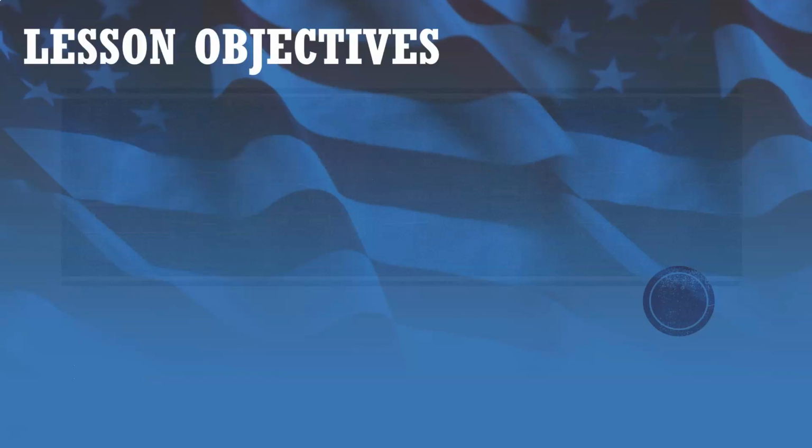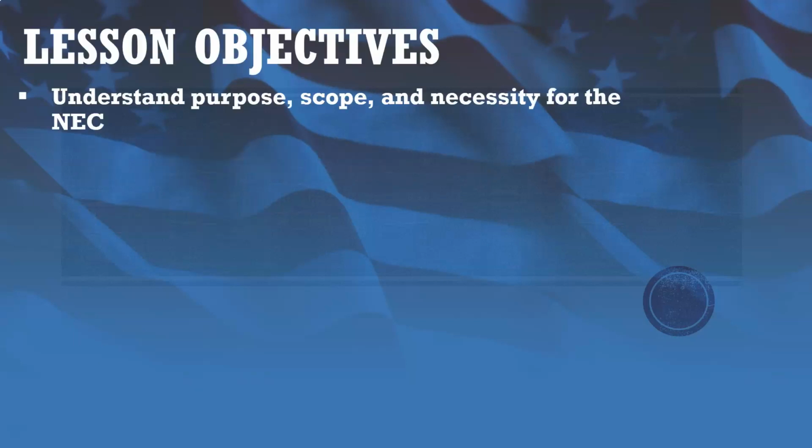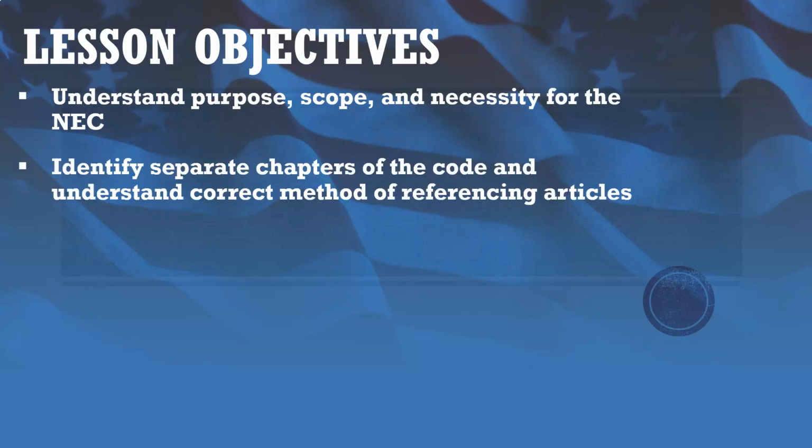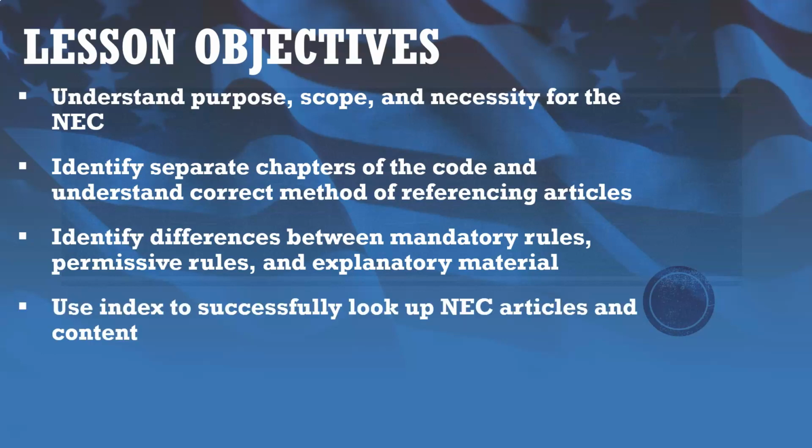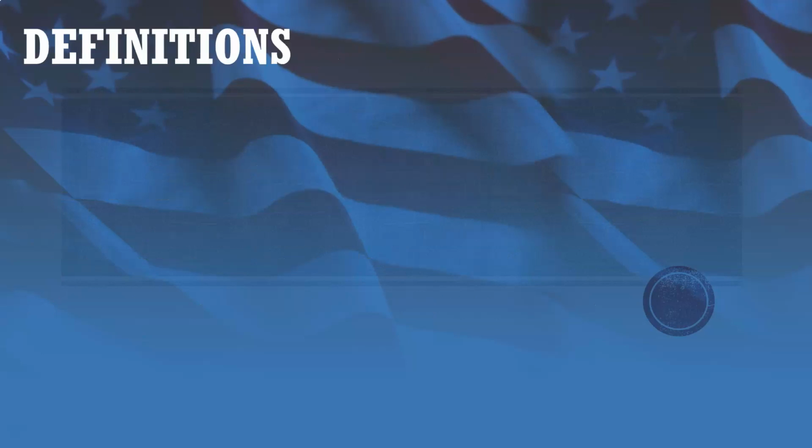So our lesson objectives for this lecture: we're going to understand the purpose, scope, and necessity for the NEC. We're going to identify separate chapters of the code and understand the correct method of referencing articles. Identify differences between mandatory rules, permissive rules, and explanatory material. And we're going to use the index to successfully look up NEC articles and content.